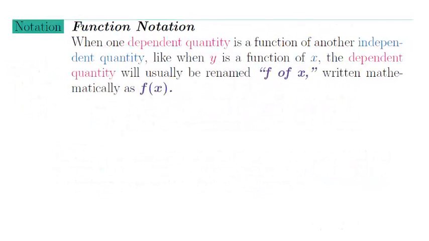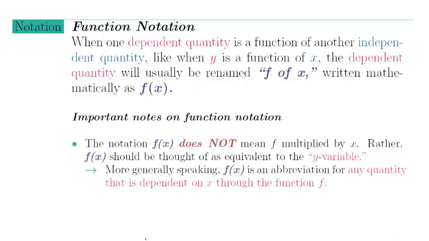This brings us to what we call function notation. When one dependent quantity is a function of another independent quantity, like when y is a function of x, the dependent quantity will usually be renamed f of x, written mathematically in the form f with the parentheses of x. Note, the notation f parentheses x does not mean f multiplied by x. Rather, f of x should be thought of as equivalent to the y variable. We say f of x, not f times x.